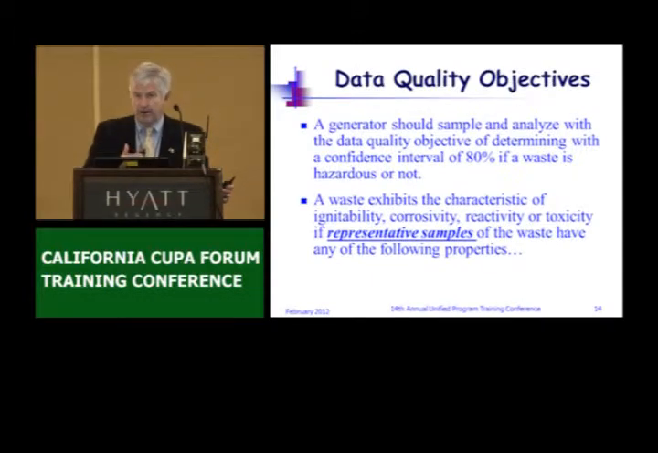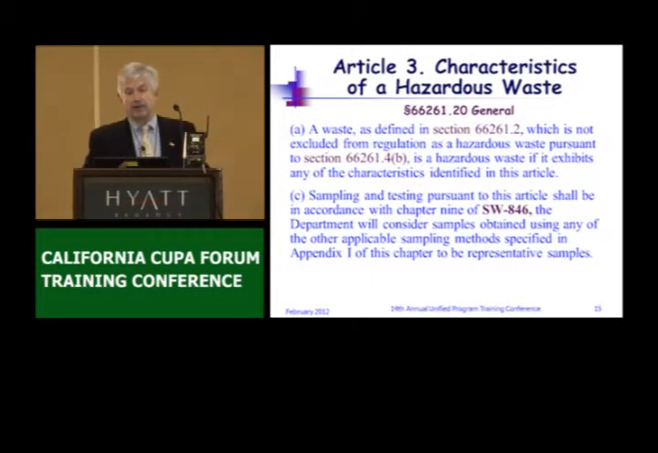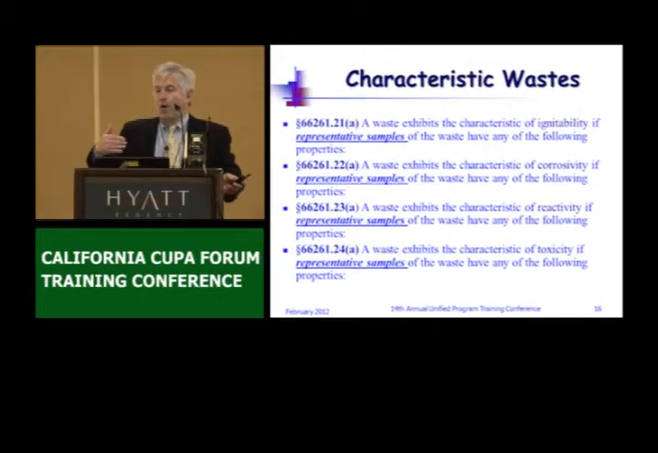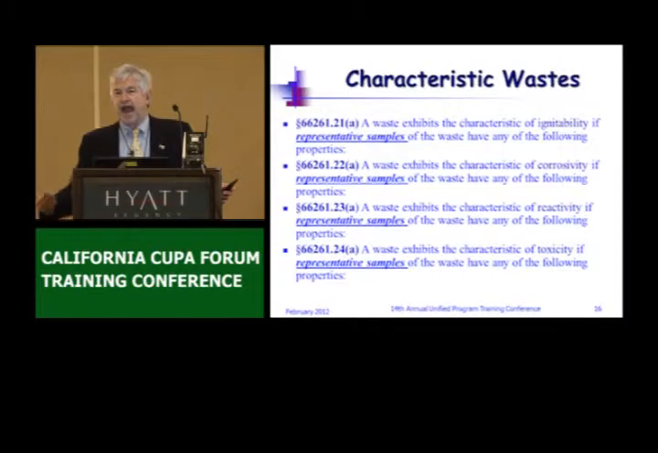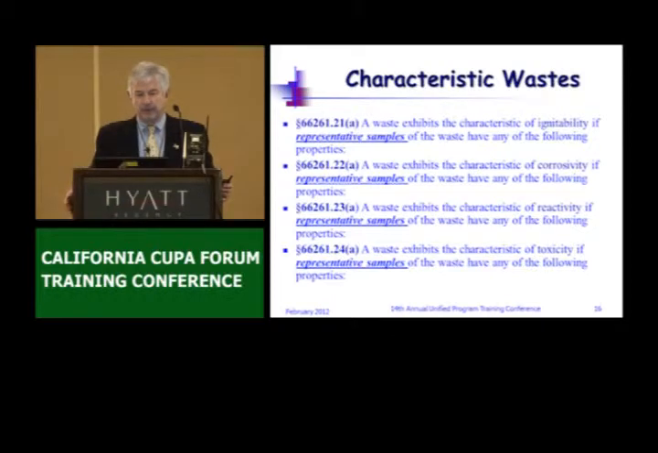Now, when we talk about data quality objectives to determine if you can dispose of a waste, we're looking at an 80% confidence interval. That's one of the things that US EPA has decided. We want 8 out of 10 to go, and it's going to be based on representative samples. When we talk about Article 3 of Chapter 11 of Title 22, which lists the characteristics of a hazardous waste, it says that typically you're going to use SW 846. It allows for other references, but the reality is everything points to SW 846, and that's what everybody uses. When we talk about an ignitable waste, a corrosive waste, a reactive waste, a toxic waste, that's all based on representative samples of that waste, for wastes that are hazardous because they exhibit one of those characteristics.